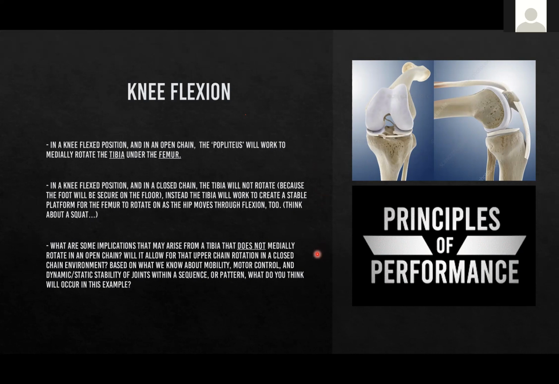So I'll ask the question because we've got 5 minutes before I have to start a new recording. Thanks, Zoom. What are some implications that may arise from a tibia that does not medially rotate in an open chain? It will not allow for that open chain rotation, that upper chain rotation, so the femur, in a closed chain environment. Based on what we know about mobility, motor control, and dynamic static stability of joints within a sequence or pattern, what do you guys think will occur if I was to load this lower body flexion pattern, so a squat? What do you think I might see that will give away that this person may be missing open chain tibiofemoral rotation, internal rotation? What's something that you guys think I might see? Throw them out.